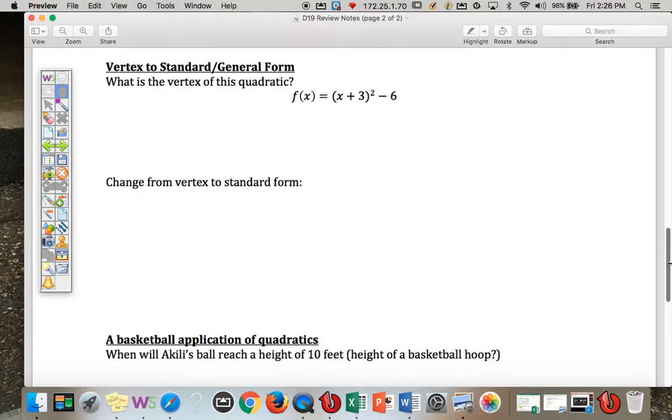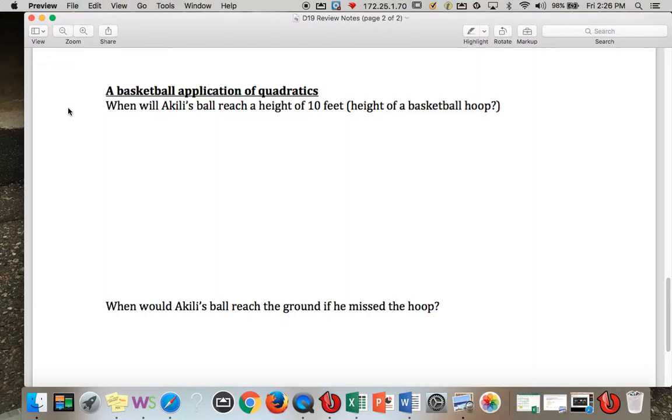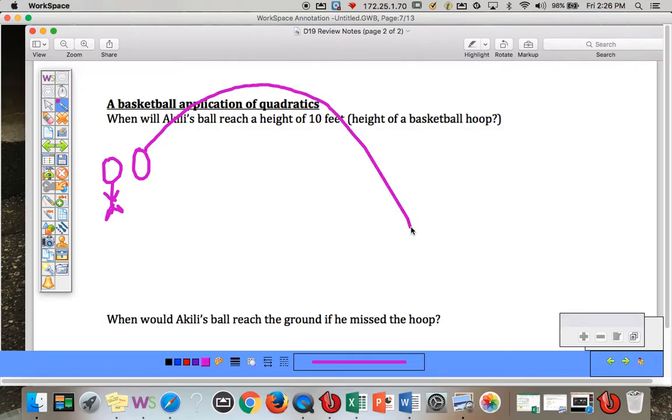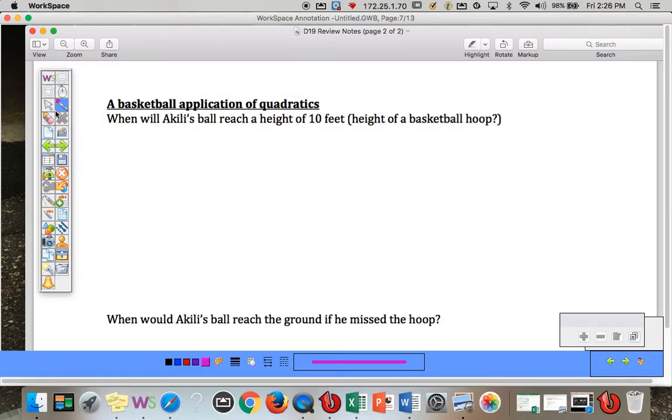Okay, and basketball application. When will Achilles' ball reach a height of 10 feet, the height of the basketball hoop? So we know that here's Achilles. He's throwing that ball. It's going to go up through the hoop and then down. So let's say this is our hoop right here. It's going to reach that height twice. And so in order to do that, let's clear this. We're going to write his equation. Negative 16t squared plus his 20t plus his 6. We want to know when that equals 10 feet.